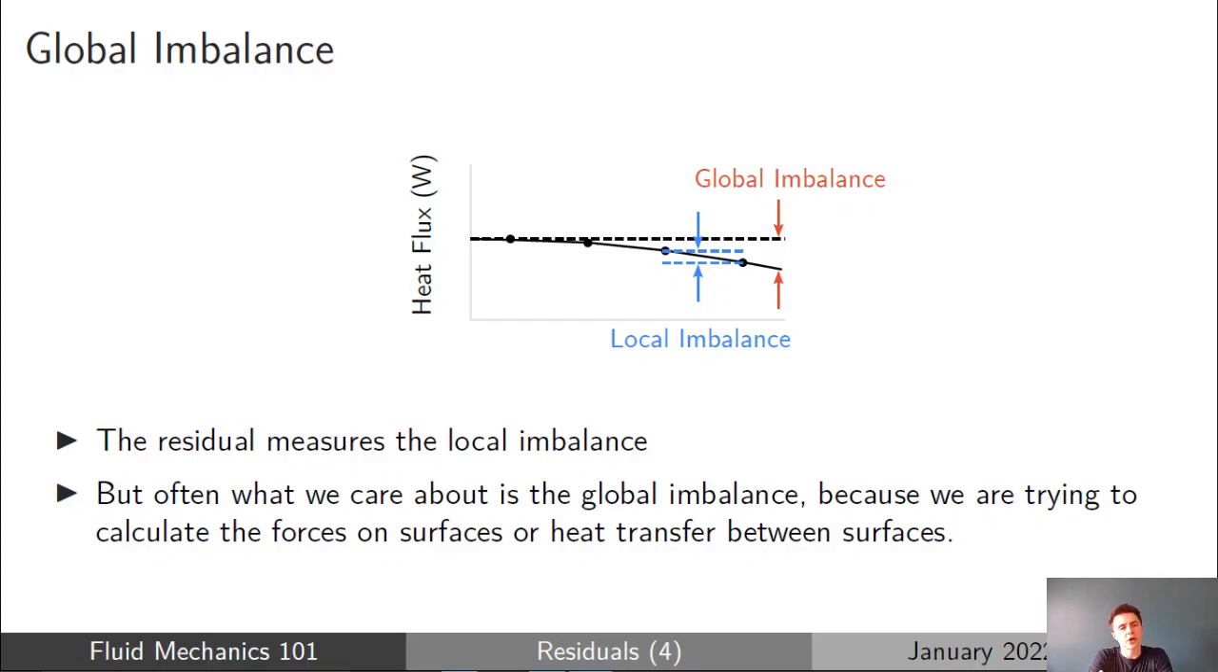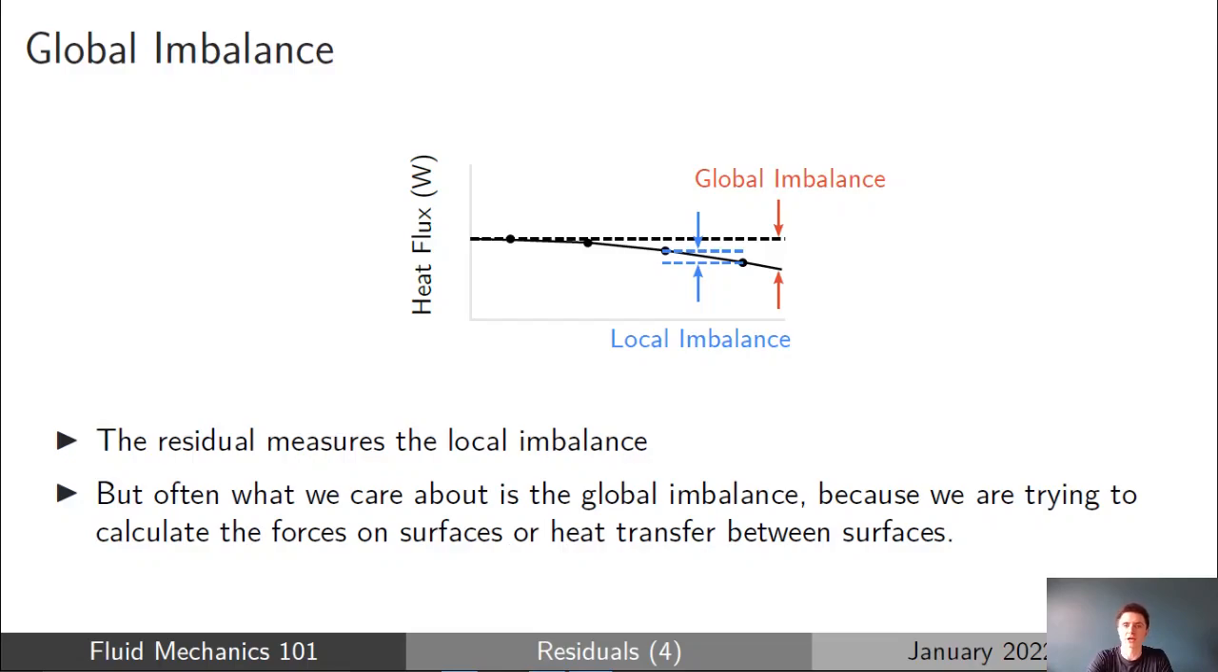And even though we've got a mesh of cells and we want to solve our continuous flow field on our mesh, so we want a continuous solution throughout the domain, for many problems, actually, the global imbalance is much more important, because often we're propagating heat or a force of some kind from one part of a domain through a fluid to another part of the domain.